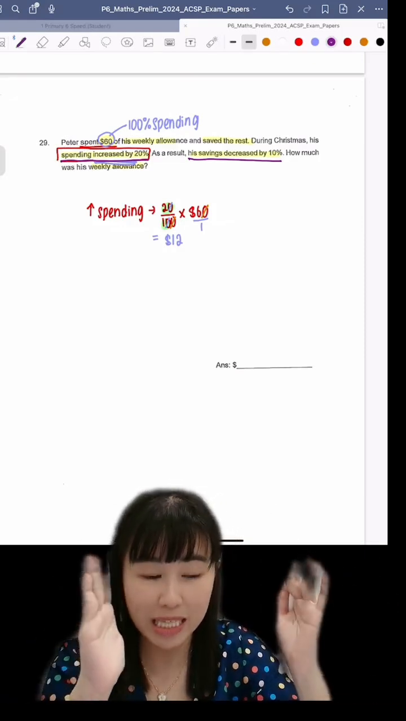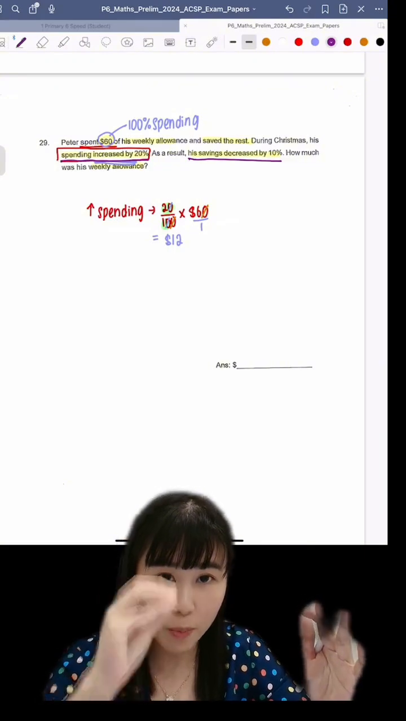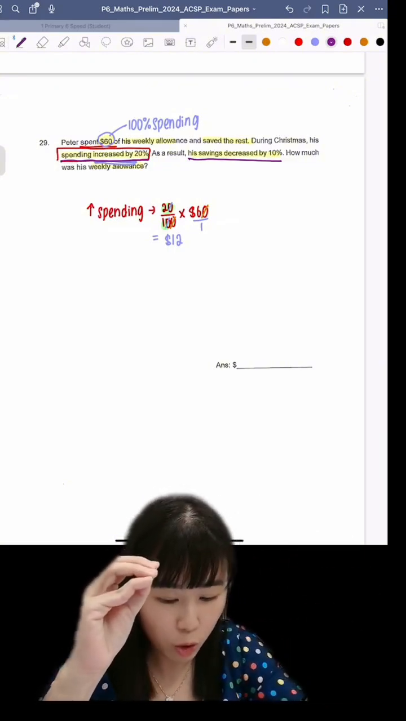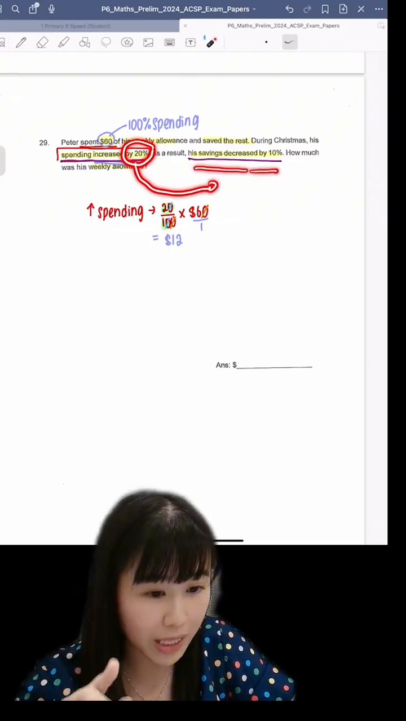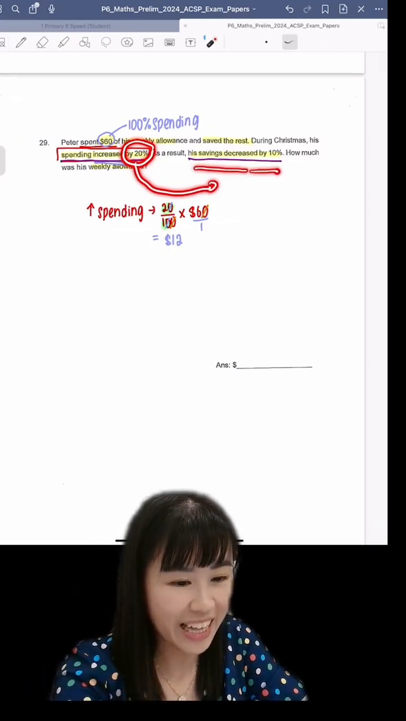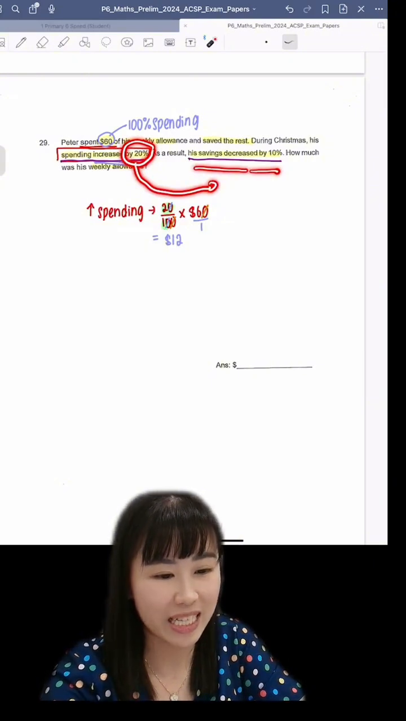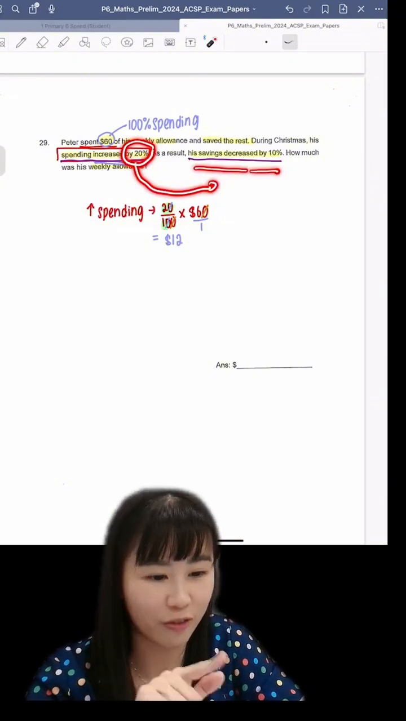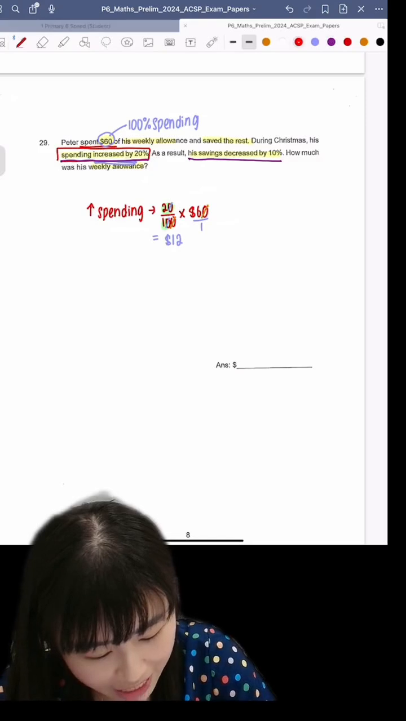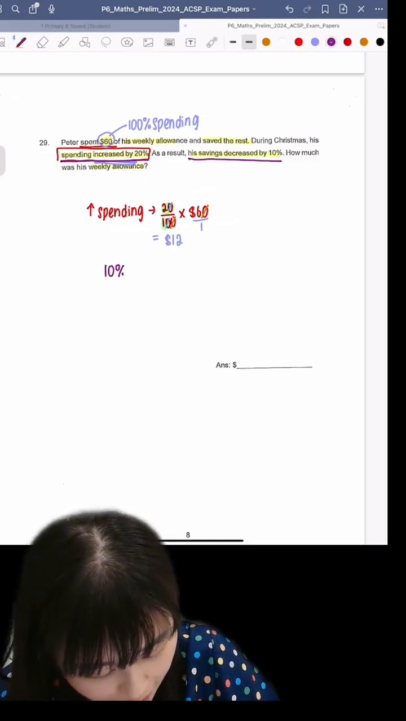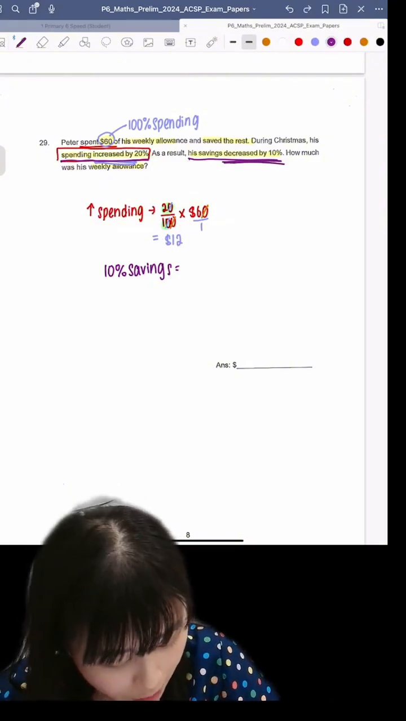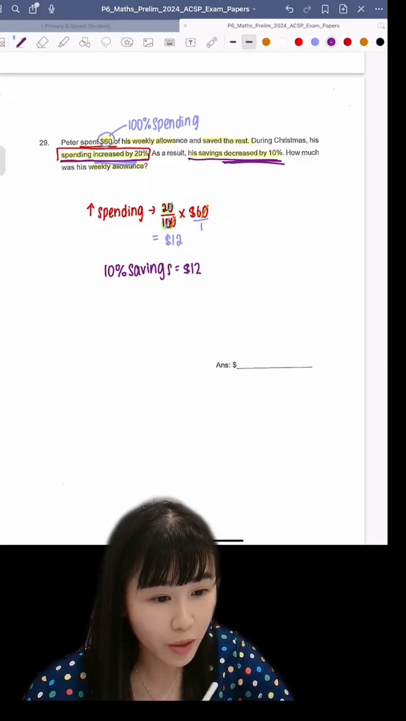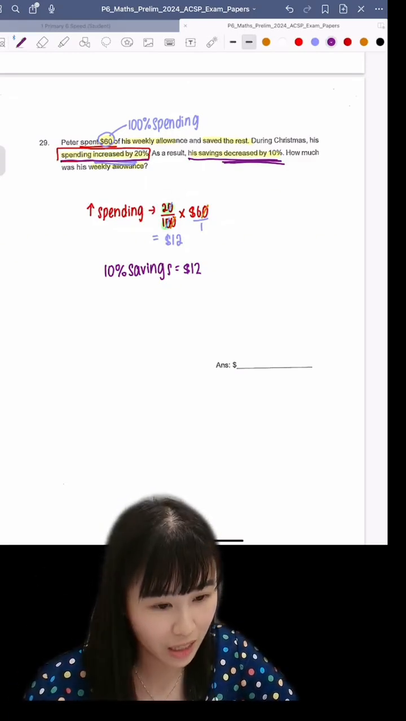Because the money you're given is the same. So whatever you spend more, it must come from your saving. Which also means that 20% increase will result in the saving decreasing by 10%. That means the 10% of the saving is $12. That means you're understanding me well. That 10% of the savings, that decrease, why did it decrease? Because it comes from the increase in the spending of $12. This one you must understand. You must understand the question, then you can get it.